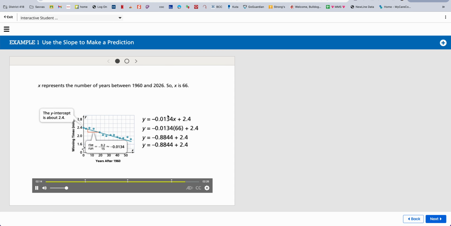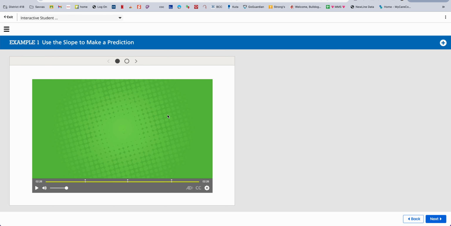Multiply, then add. If the trend in faster times continues at the same rate, Michaela should target about 1 51/100 minutes, or 1 minute 30 seconds. Okay, so she wants to be a minute and 30 seconds faster than they were in 1960 to be able to get to an Olympic time in 2026. That's what the trend line tells us.